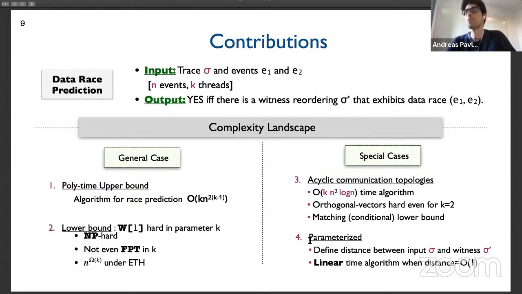And finally, we study a parameterized version of the problem where the parameterization happens with respect to a notion of distance between the input trace that you observe and the witness that you are trying to construct. And we saw that, in fact, when the distance is constant, there is a very efficient linear time algorithm that decides whether you can construct such a witness. And I'll stop here. Let me know if you have any questions.